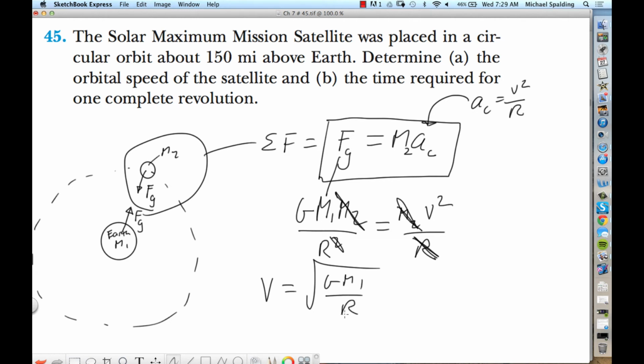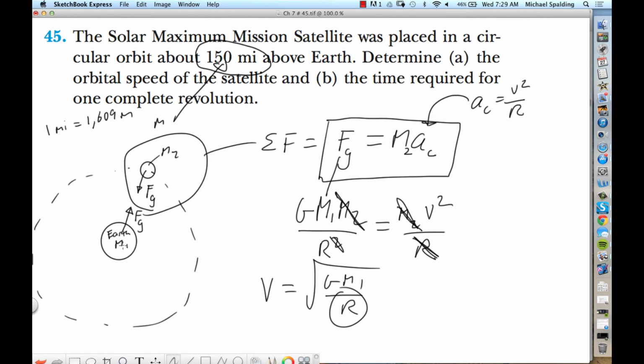Now the only tricky thing you got to pay attention to here is R. What is R? From center to center. So notice this, 150 miles, is that going to work? What do you have to do to 150 miles? Convert that to what? Meters. 1 mile is equal to 1,609 meters. Ask anybody who runs track. That's a lot of meters. So convert that to meters.